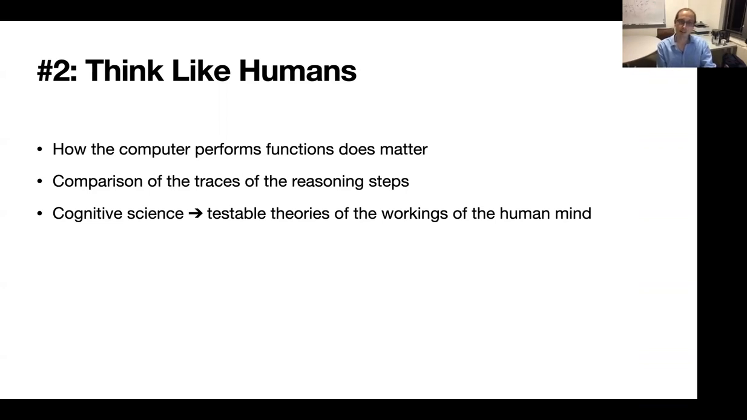It's very linked with cognitive science. There are all kinds of testable theories about the workings of the human mind. If we are able to understand the human mind and how it works, then you can implement that in a computer and make the computer work the way the human mind does.